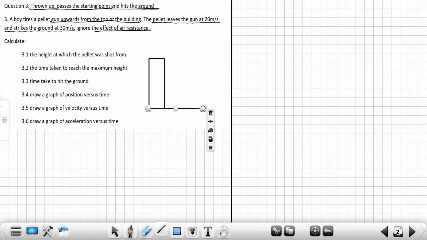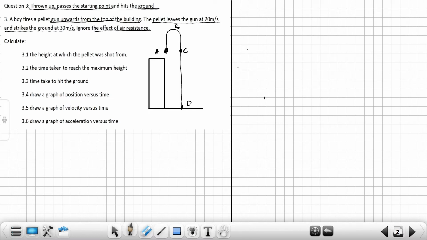and then I will draw the path of the pellet gun. So it was fired upwards. I'm going to say here, I have this part, it was fired upwards, and then it eventually hit the ground. Can I assign my A, B, C, D? Yes, I can. I can say this is A, this is B, then I have my C there, and then I will have my D as well.